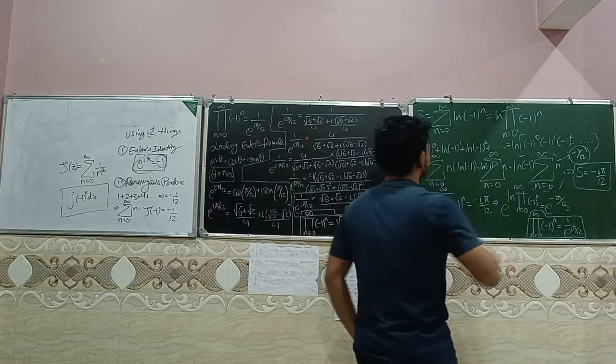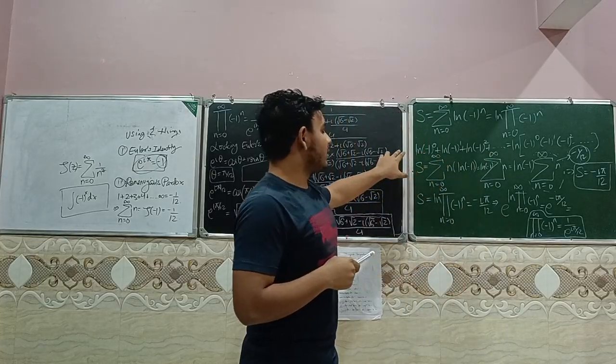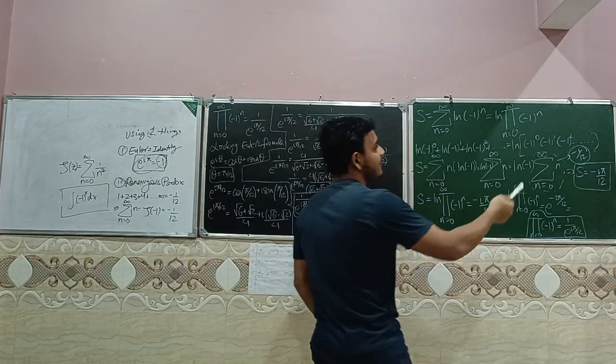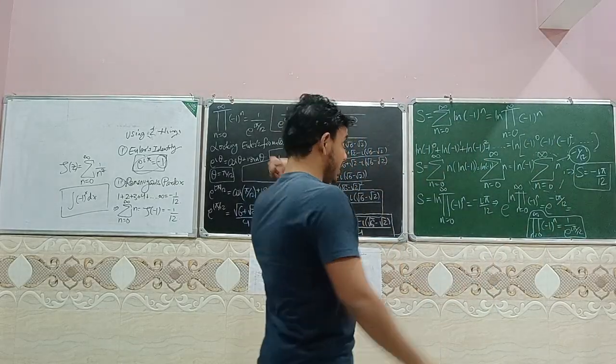So this can be written as, when you look at this type of thing, you're going to have ln of all the things being multiplied with each other. That's what is written over here. That's it, right?